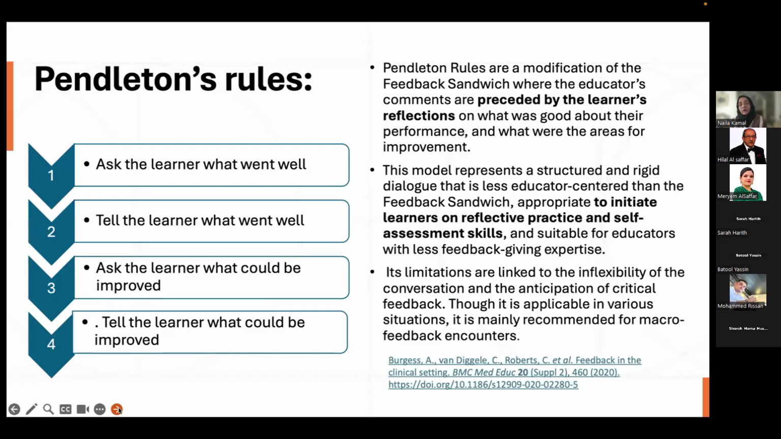There's a video demonstrating how feedback is given in Pendleton's method. You ask the learner what went well after a certain performance. Let's say a DOPS has been done, which is a demonstration of a procedure or some practical task, and you ask the learner what went well. This is a good opportunity for the learner to reflect. Reflection is very important in learning.